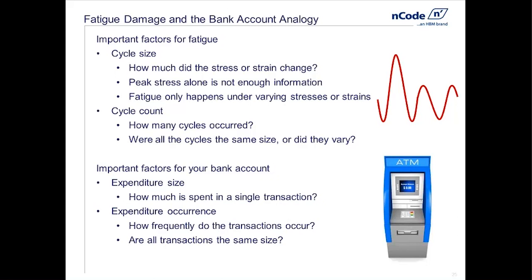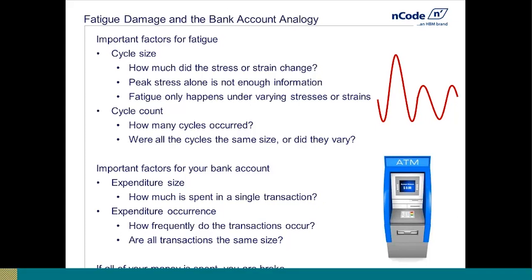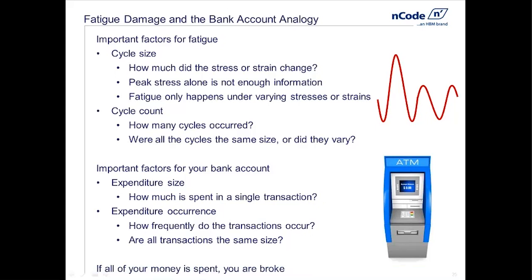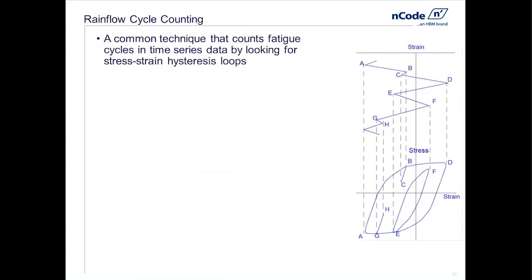The exact same thing happens in fatigue. It's a cumulative problem. Fatigue is a cumulative problem where each cycle has the ability to somehow further this fatigue problem, or conversely, to shorten fatigue life. So that means then that we need to think about how many cycles of what size and what do they do together. How many cycles of what size is answered best by a technique called rainfall cycle counting.